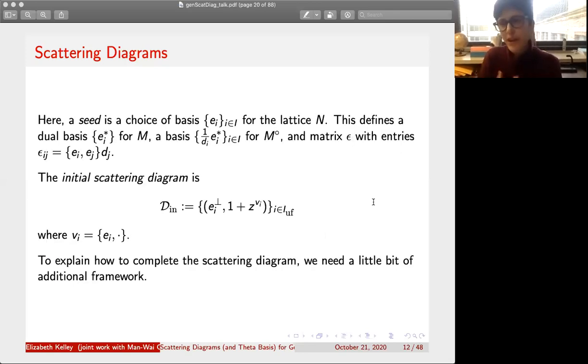Okay, and then we also have something called a seed for a scattering diagram. And here, a seed means a choice of basis for these lattices. So what you do is you choose a basis for the first lattice, N, and then because the other lattice is a dual lattice, this defines a basis for that lattice. And then you do some scaling using our collection of integers to get bases for the sublattices.